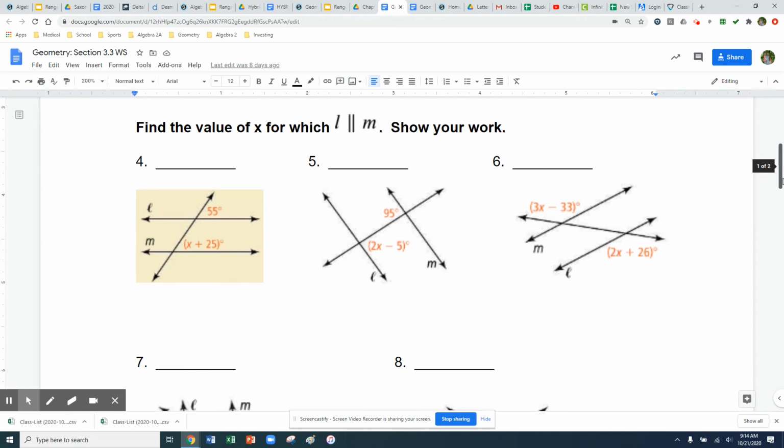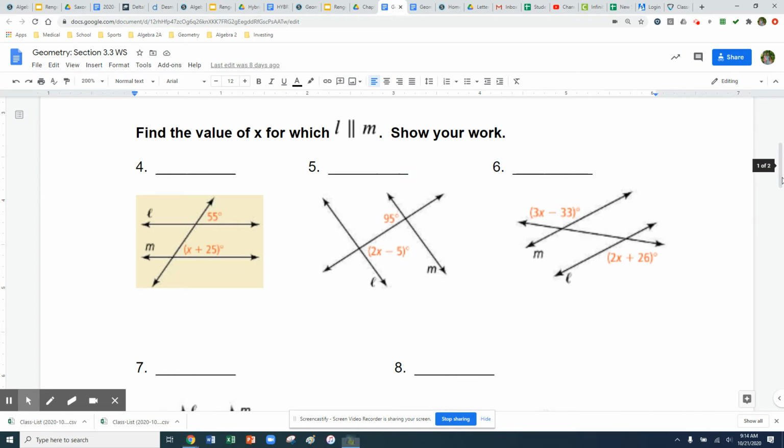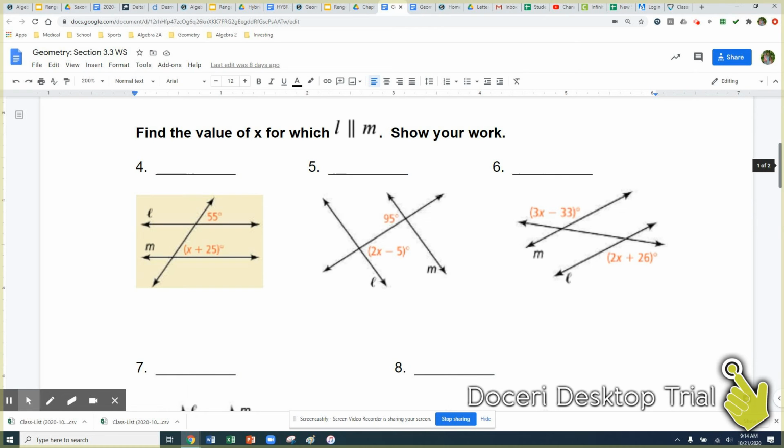I'm going to look at number 5, because number 4 is using corresponding angles again. We just talked about that one. So for number 5, we're going to find a value for x that makes L parallel to M, and show your work. So we want to find a value for x that makes these two angles congruent to each other. We want to make those two equal, because if we make them equal, then this transversal cuts through at the same angle at these two positions, and it's going to make these two lines parallel.